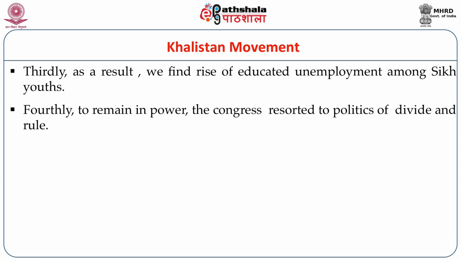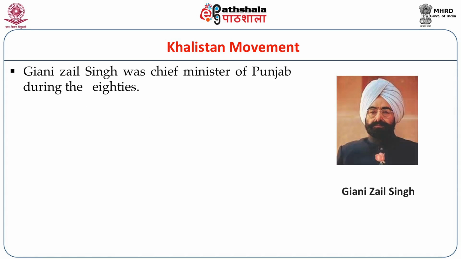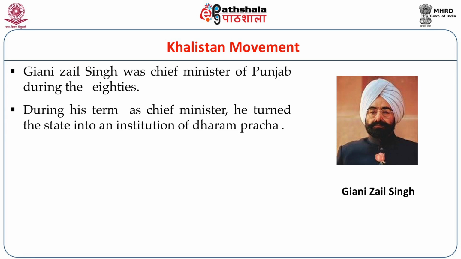Fourthly, to remain in power, the Congress resorted to the policy of divide and rule. We know that Giani Zail Singh was the president of India. Now, Giani Zail Singh at that time was the chief minister of Punjab during the 80s. During his term as chief minister, he turned the state into an institution of Dharam Prachar.